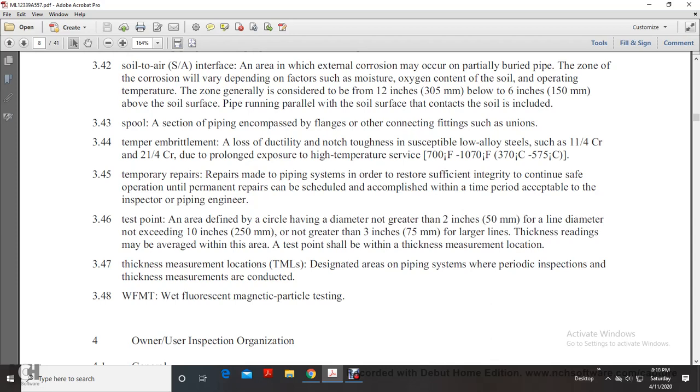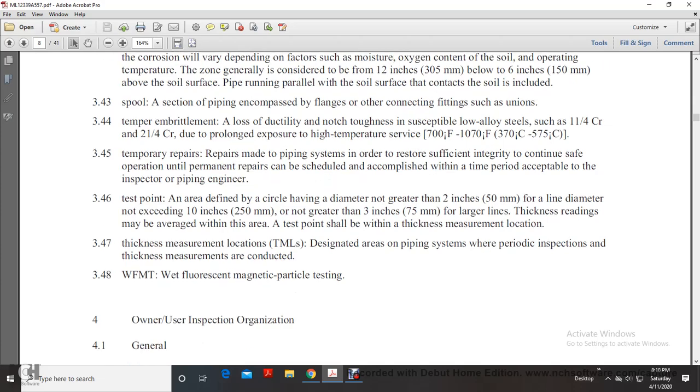Test points are defined as a circle having a diameter no greater than 2 inches for a line diameter not exceeding 10 inches, and not greater than 3 inches for larger lines. For large lines, thickness readings may be averaged for this area. Test points should be within the thickness measurement location. Thickness measurement locations are designated areas of the piping system for periodic inspection, where thickness measurements are conducted.